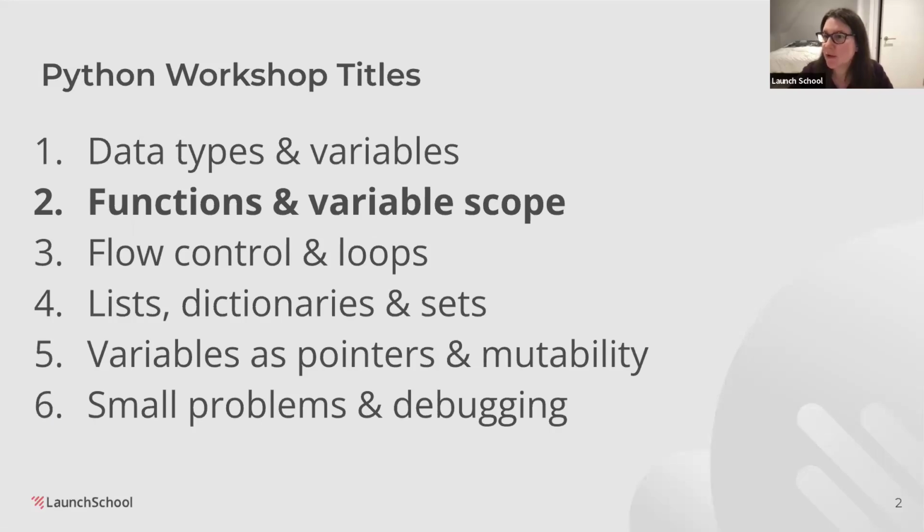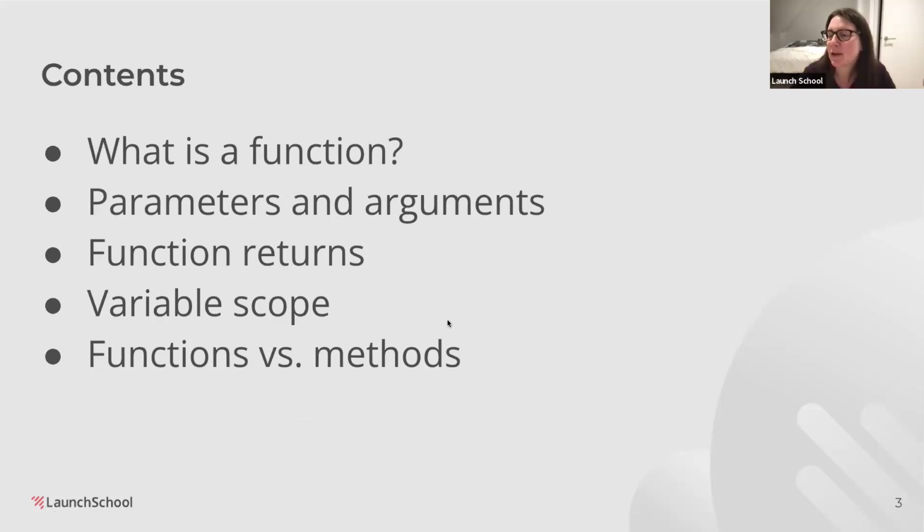Last time we looked at data types and variables, and this time we're going to look at functions and variable scope. We're going to look at what a function is, parameters and arguments and the difference between them, function return, so what you get out of the function, variable scope, and then functions versus methods.